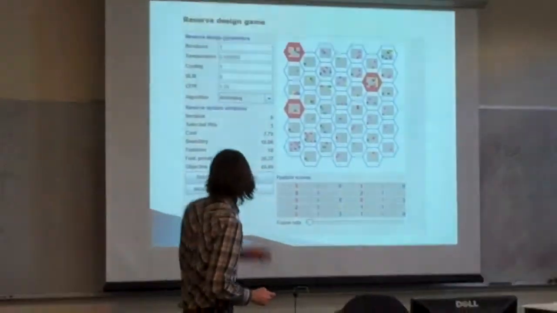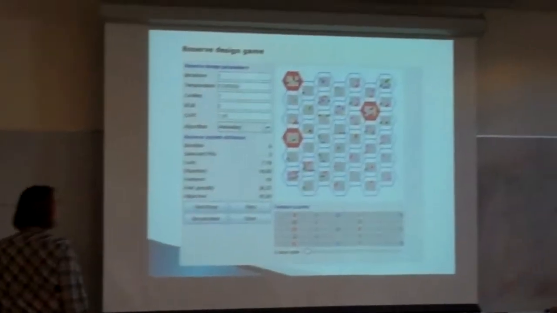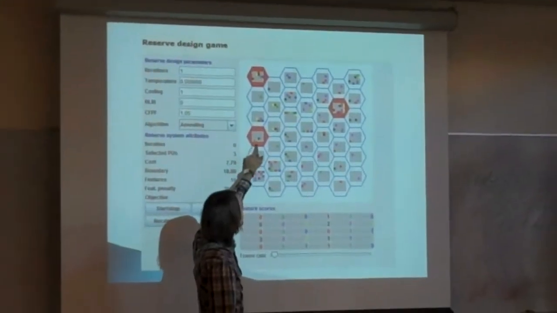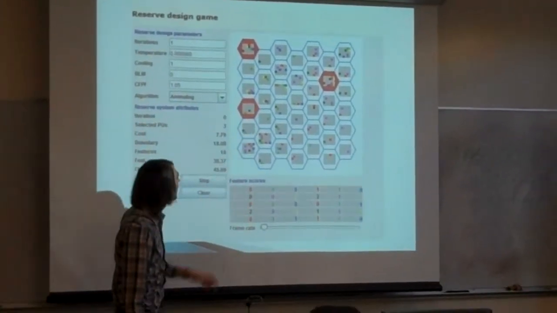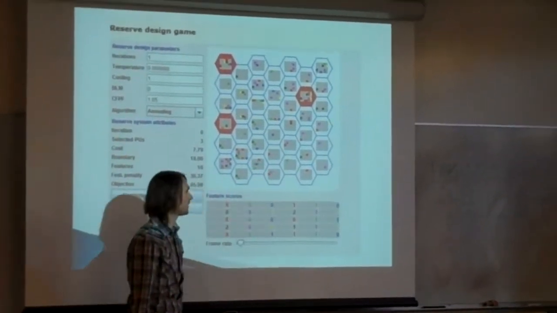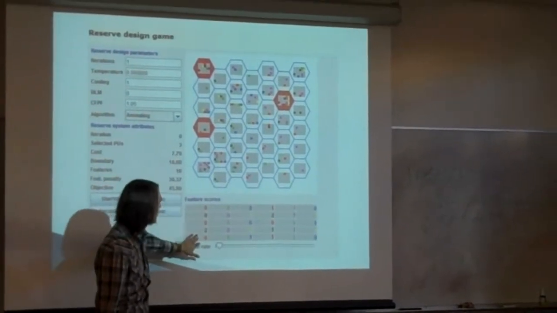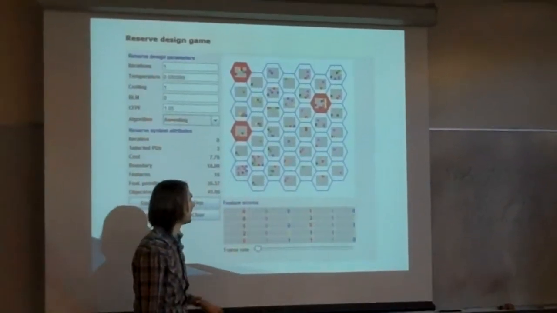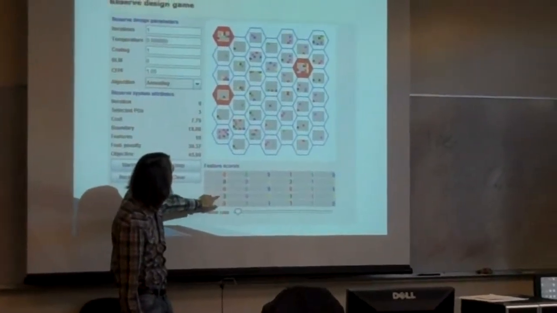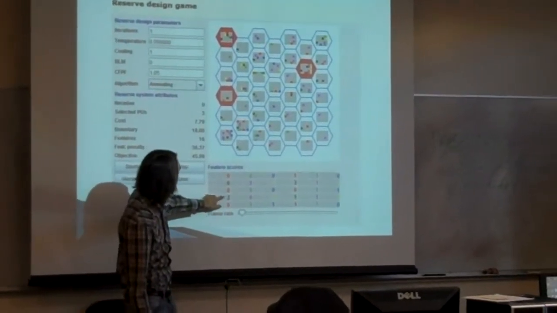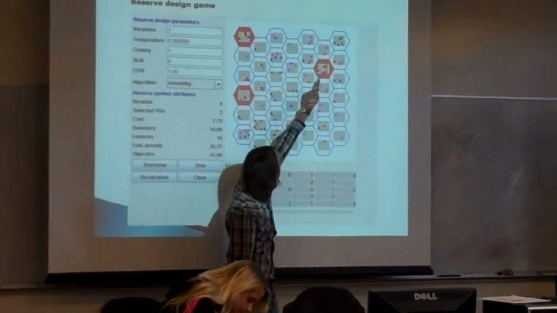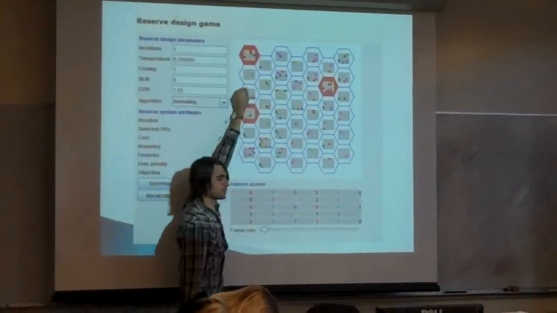So this is the actual reserve design game that we're going to be working with today. It's pretty straightforward. These hexagons are planning units. Red ones are selected as being inside the reserve. And all of these little colored dots in the planning units are our features. They're all summed up in this table down here, which lists how many of each feature you have protected. So if you look right here, you can see that this black feature in the lower left-hand corner has a value of 2, because it is protected right here and right up here as well.